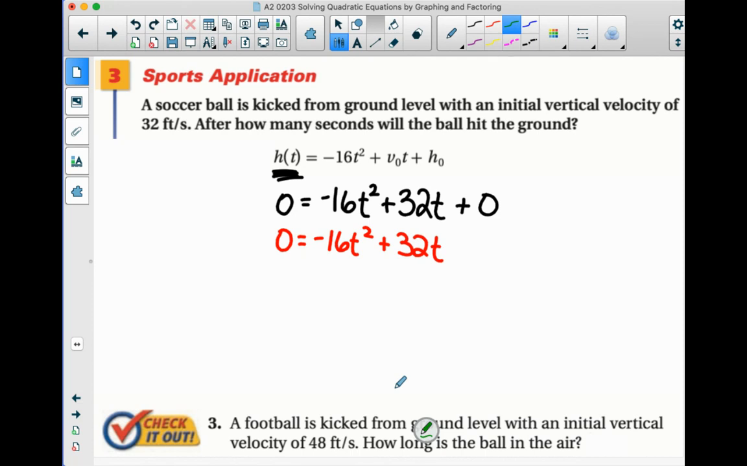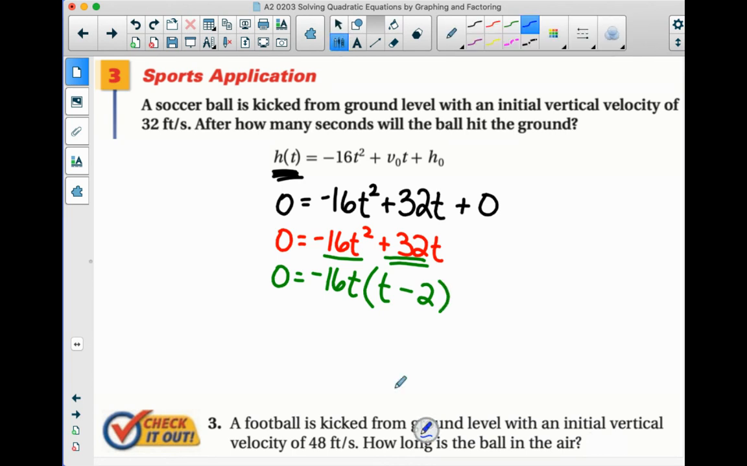So common factor, 16 goes into both of them. And if that first term is negative, we're going to kick out a negative. So we'll kick out negative 16. They also both have the variable t, so we can take that out. Now negative 16t times t would give us the negative 16t squared. And negative 16 times negative 2 would give us that plus 32 there. And we already have the t. So there it is in factored form.